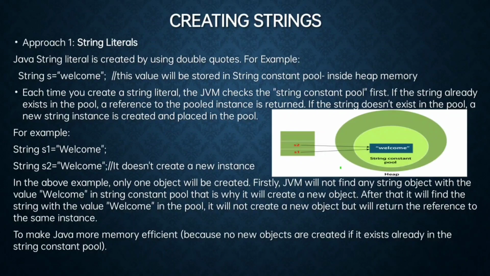This is to make Java more memory efficient, because no new objects are created if it exists already in the string constant pool. Let's take the example. String s1 = "welcome", String s2 = "welcome". Now the second string s2 equal to welcome will not create a new instance. In the above example, only one object will be created. Firstly, the JVM will not find any string object with the value welcome in the string constant pool. That is why it will create a new object.